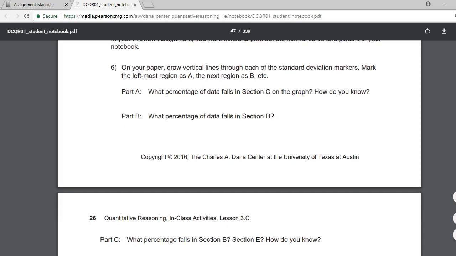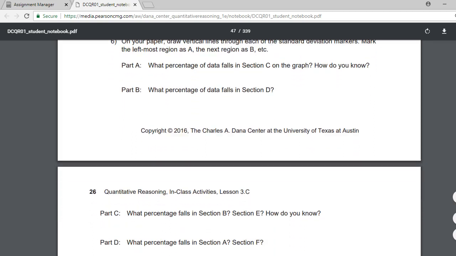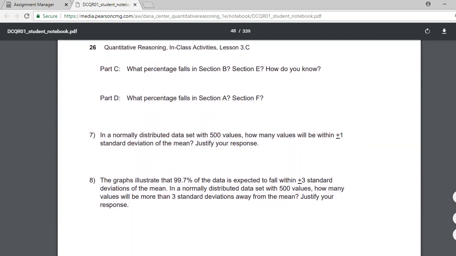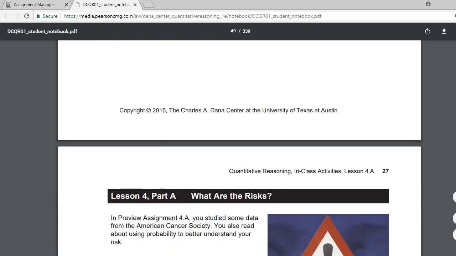Question number 6 that we did in class would be a great question to ask on the test, as well as questions 7 and 8. Those would be a great type of question to ask on the test.